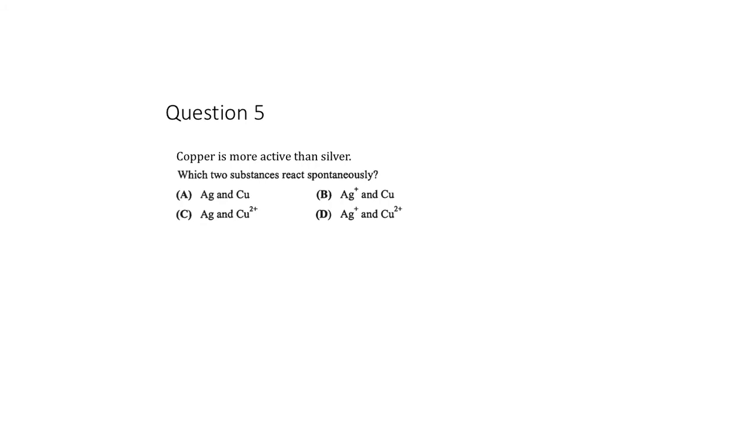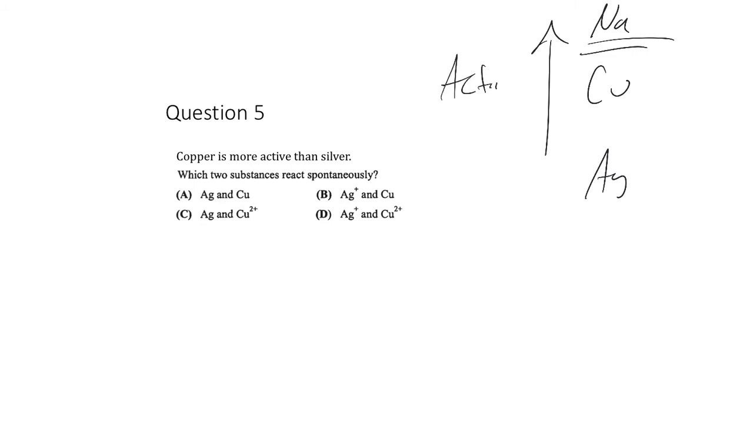So copper is more active than silver. That just means in our activity series that copper's here, silver's here. Your sodiums, your alkalis are at the top, your coinage metals are at the bottom. So the activity is telling us about the ease of oxidation being higher at the top. So copper is higher up than silver.